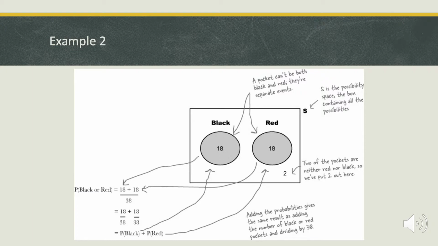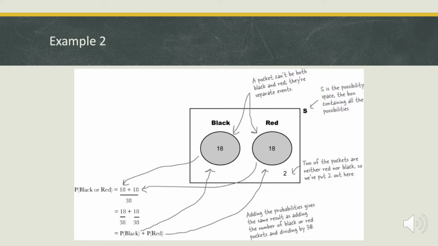This is example number 2. We're betting on black and red. 18 black, 18 red pockets. The total would be 36 over 38. That would give us a 0.947 probability of the odds being in our favor. And our probability would be very high, almost certain.